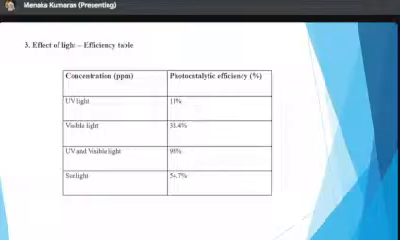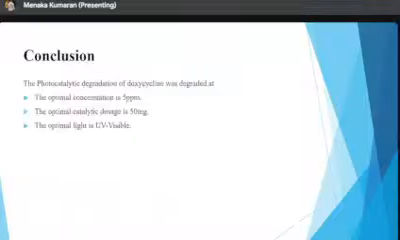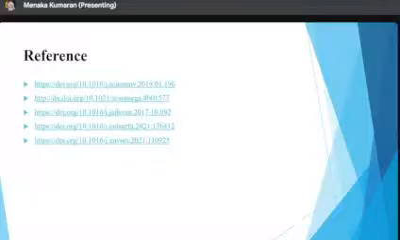This table shows the effect of different light sources on photocatalytic degradation efficiency at fixed analyte concentration and optimal catalyst dosage. When both the UV and visible light are used together, the efficiency significantly increased to 98%. This is due to enhanced charge transfer, which led to maximum degradation. So I conclude that doxycycline is degraded photocatalytically at an optimal concentration of 5 ppm, an optimal catalytic dosage of 50 mg, and optimal light of UV visible. These are the references I have added. Thank you.